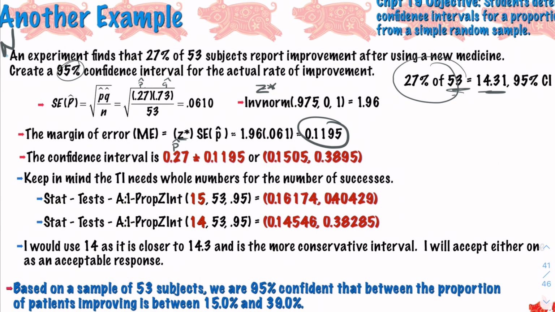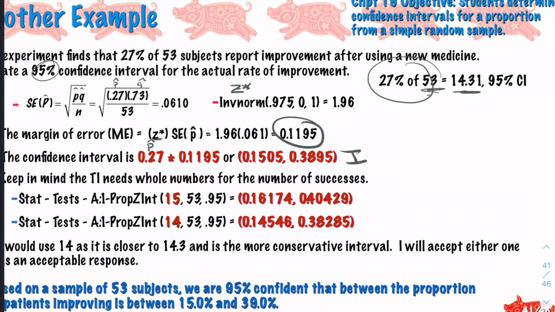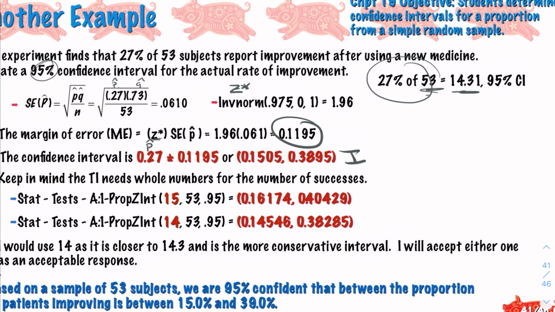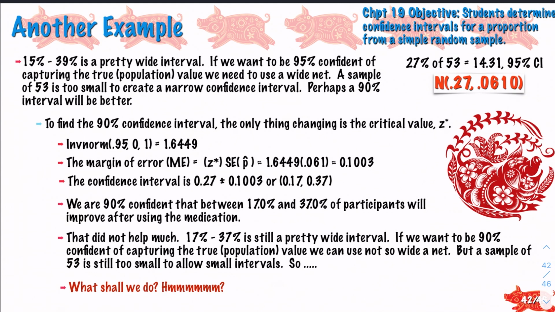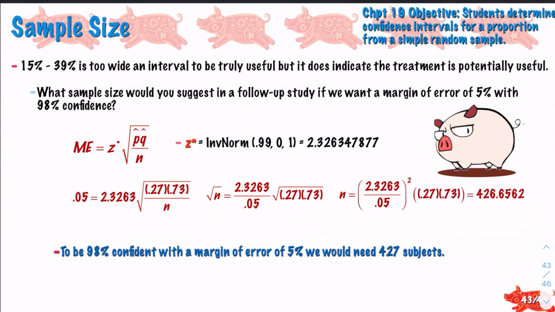So finally, our conclusion. This is our C. This was our I. Based on a sample of 53 subjects, we are 95% confident that the proportion of patients improving is between 15 and 39%. Now, I encourage you to read this last example. It is the same type of thing, just changing up the number.